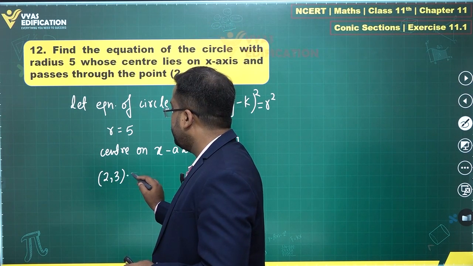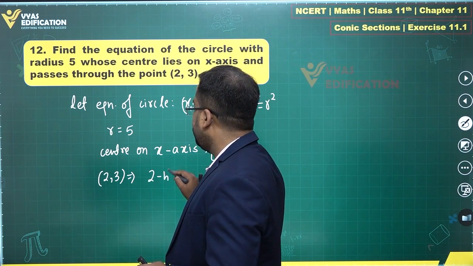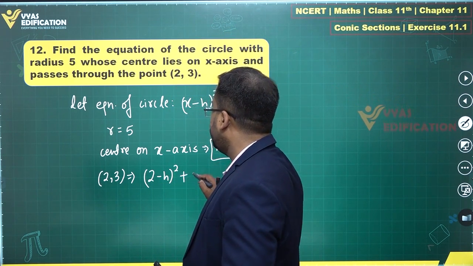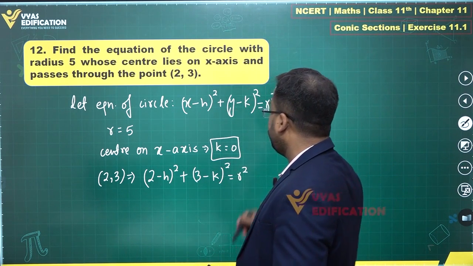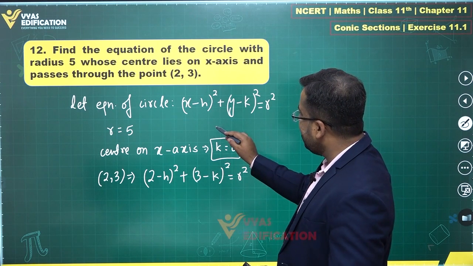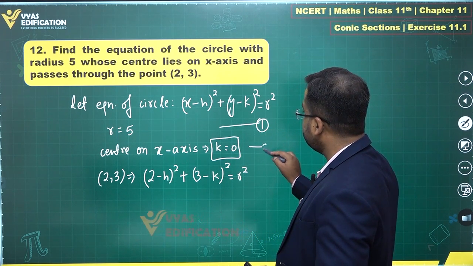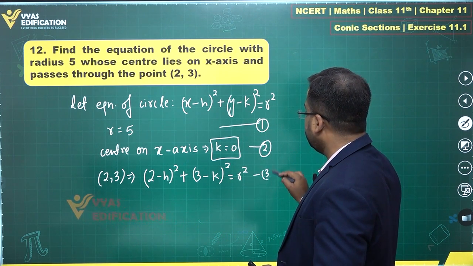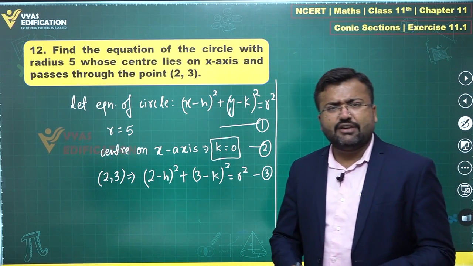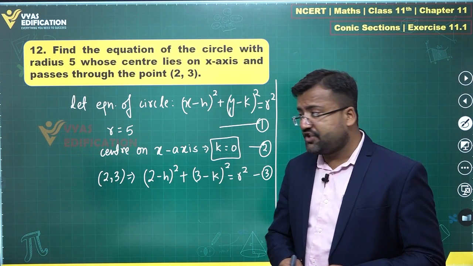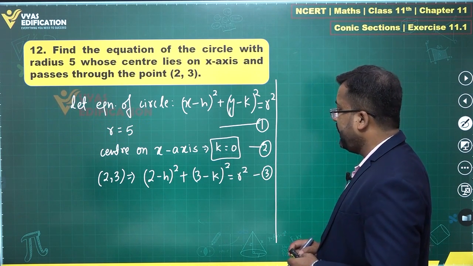Since the circle passes through the point (2, 3), this tells me that (2 − h)² + (3 − k)² = r². So using this r, this is the first thing, this is the second thing, and this here is the third condition. You have three conditions and we already have the values of r and k. The only thing that remains is to find the value of h. So with this I can find the value of h.